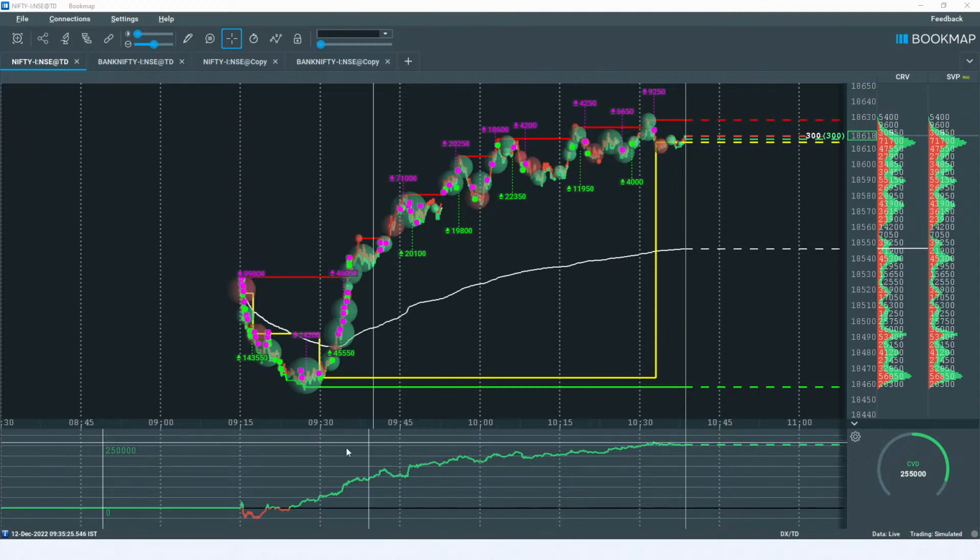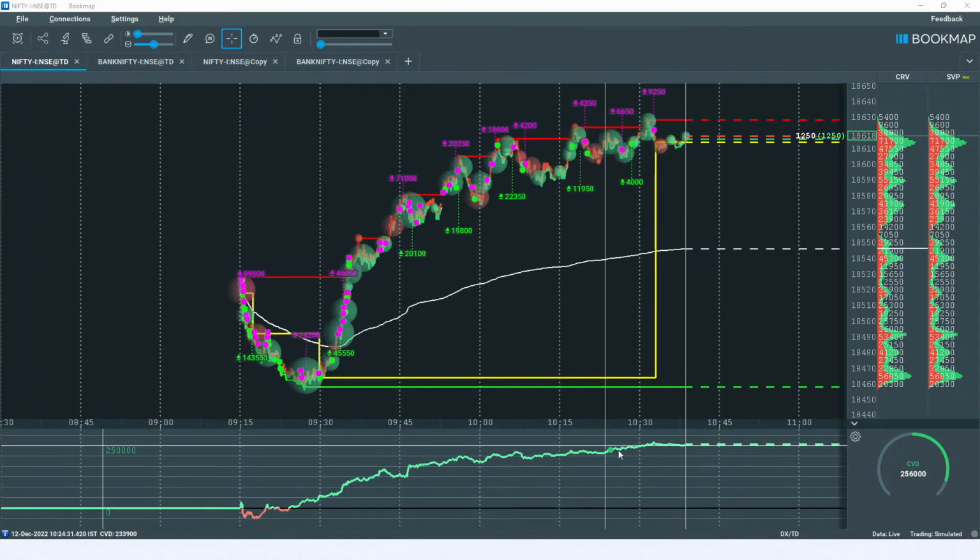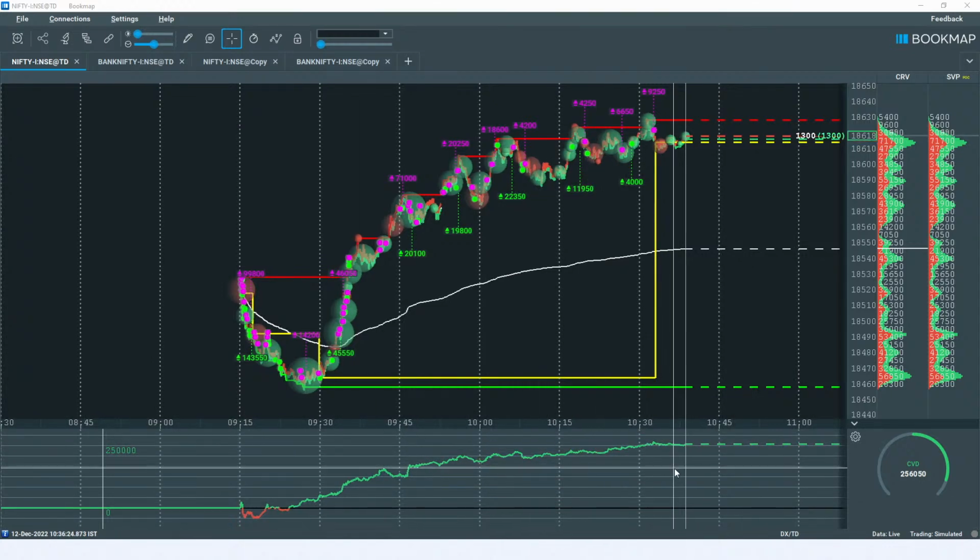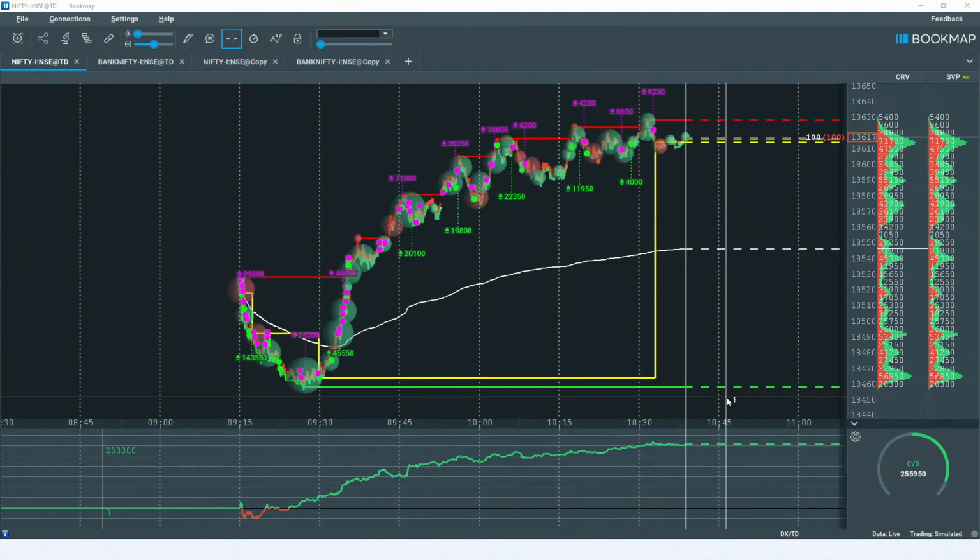And there is one more indicator, cumulative volume delta. About this I'll be discussing in a separate session, the next session. All right, so any questions? If you have any particular questions, feel free to ask.